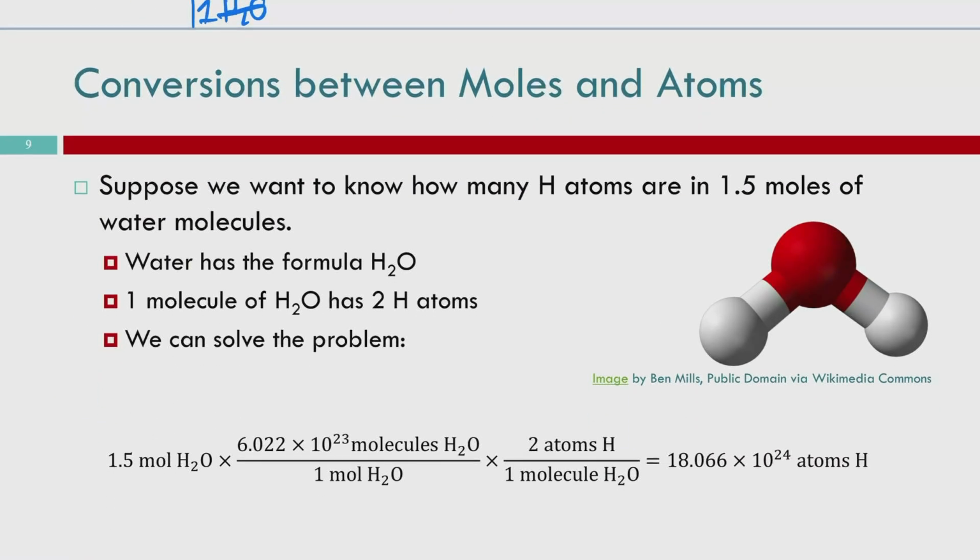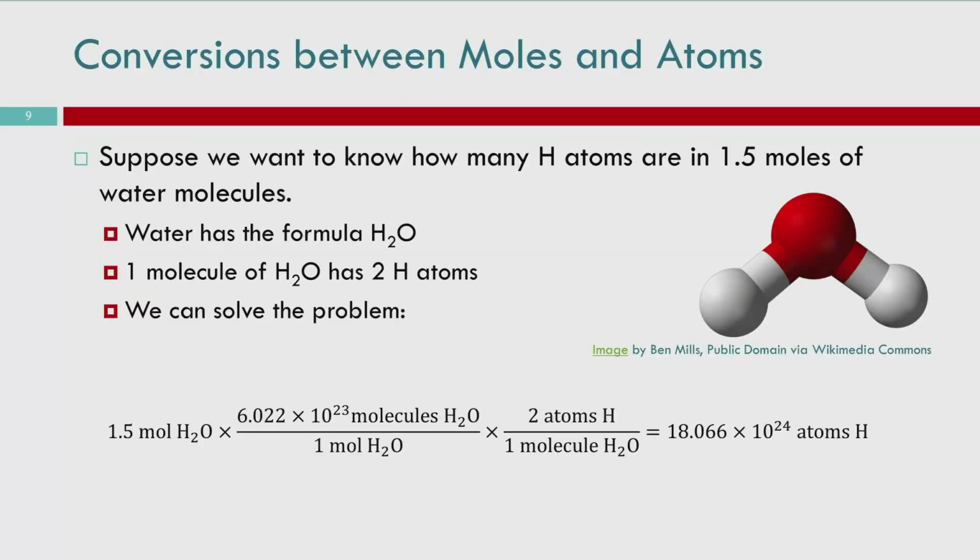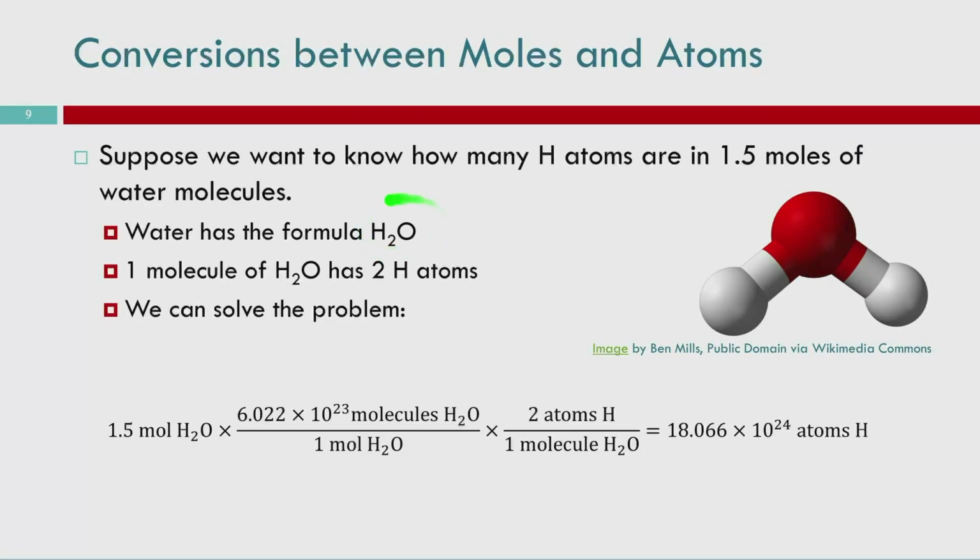Let's say that we've got a lot more water molecules. We've got 1.5 moles of water molecules, and we want to know how many hydrogen atoms we have in that many moles of water molecules. We know that water has the formula H2O. So 1 H2O, if we were to hit it with our little atom smashing hammer, we would get out 2 hydrogens. That's a conversion factor.